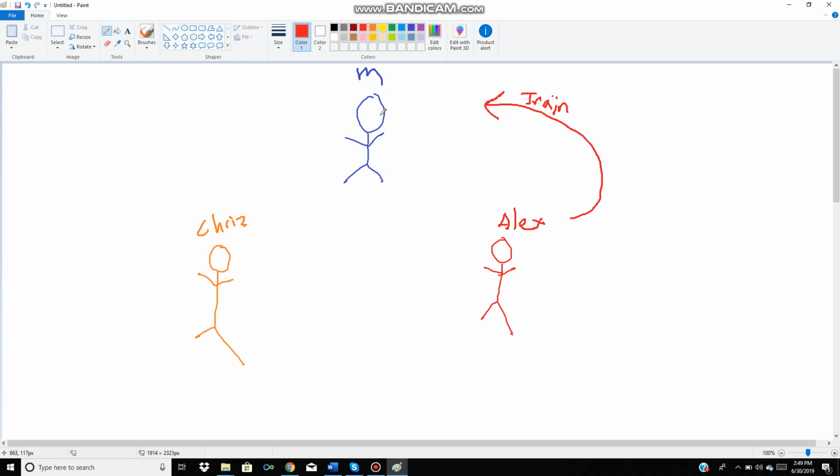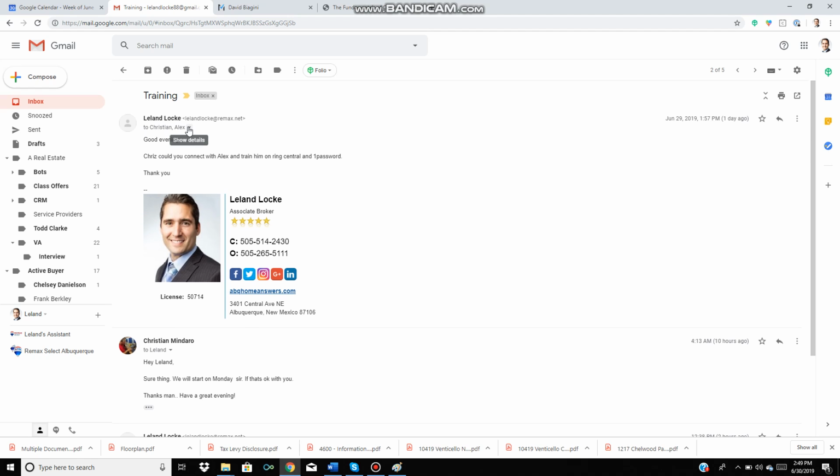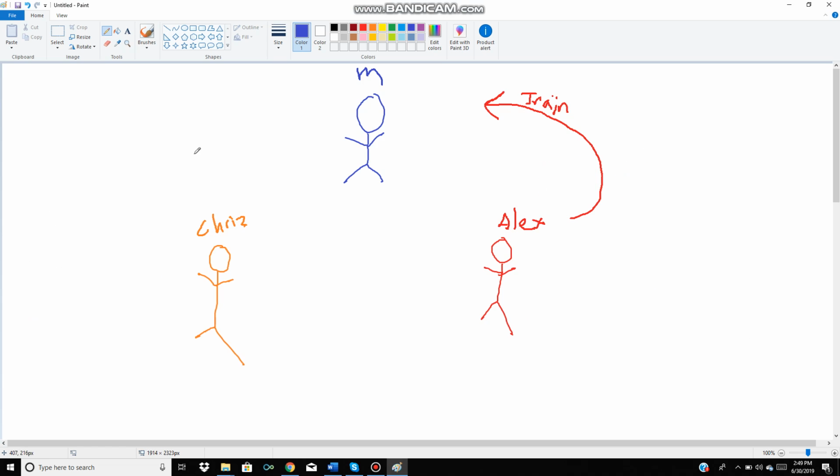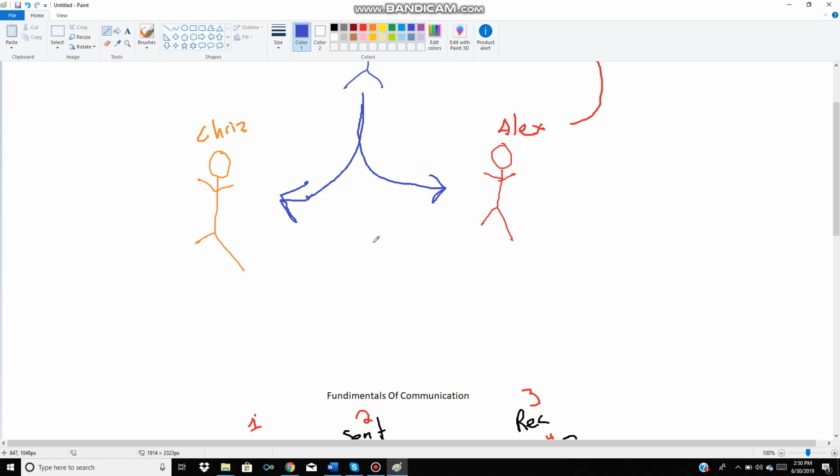Now I'm going to decide what to do with it and decode it. So this is what I decided to do. I decided to write this email right here to both Chris and Alex. Good evening, Chris. Could you connect with Alex and train him on RingCentral and 1Password? Thank you. Right? Started out with something very simple. So I sent an email that included both of you. So I have now done step 1, encoded information, and step 2, I have sent it.